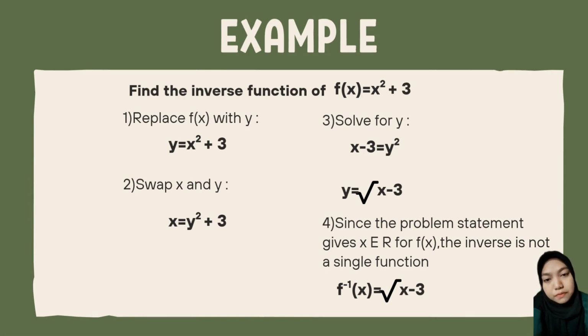And the second one for the example, the question given, find the inverse function of f(x) equal to x squared plus 3. For this question, we need to replace f(x) with y. After we replace f(x) with y, we have to swap x and y. And the third step, we have to solve for y. After we solve for y, we will get the inverse function, but we have to write the equation as f negative 1 of x equals the answer.